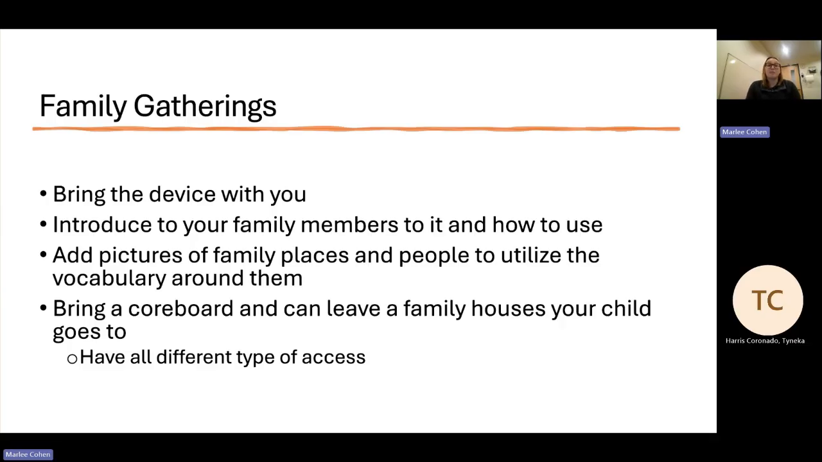We can add family members and family places to utilize the vocabulary around it. So having grandma, grandpa, aunts, uncles, cousins, like their names and faces in the device. If you go to their grandma and grandpa's house, having a photo in the places folder of like, this is grandma and grandpa's house. That's where we're going. We can talk about it.